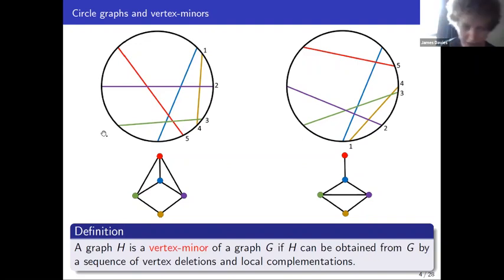You don't actually have to worry too much about this definition of vertex minor for the talk, but a graph is a vertex minor of another graph if you can obtain it by a sequence of vertex deletions and local complementations.